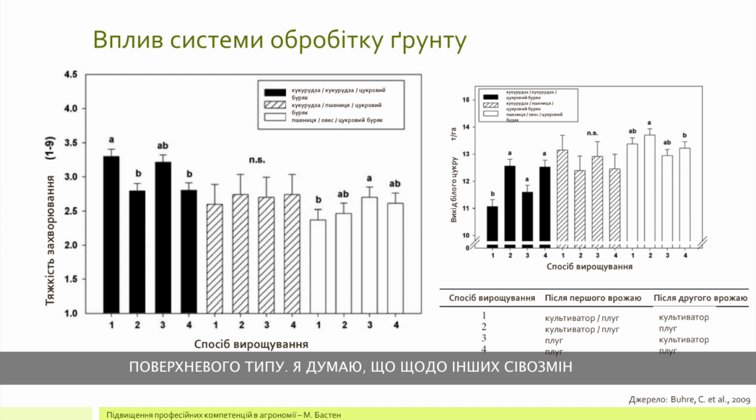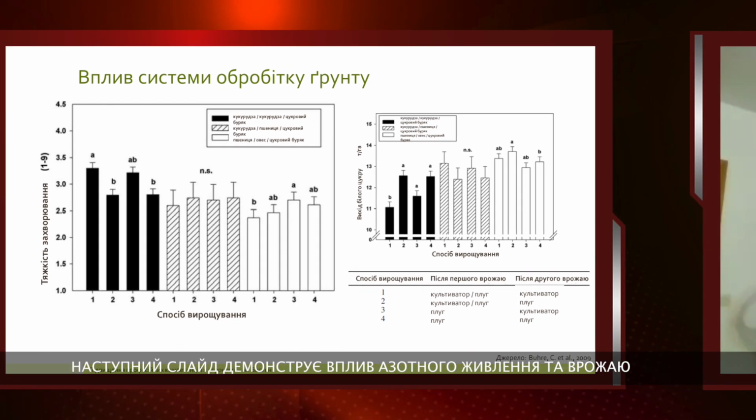system. I think for the other crop rotations, it's a very indifferent picture when it comes to the yield. So either one of the different cultivation methods seems to be appropriate to get, let's say, the highest sugar beet yield.